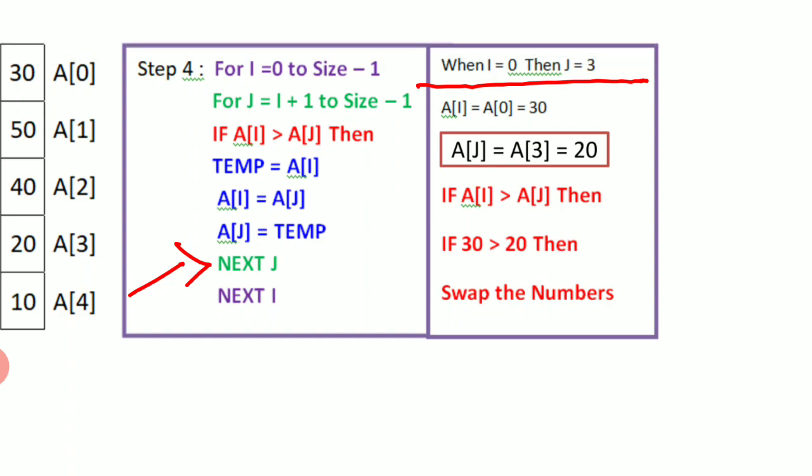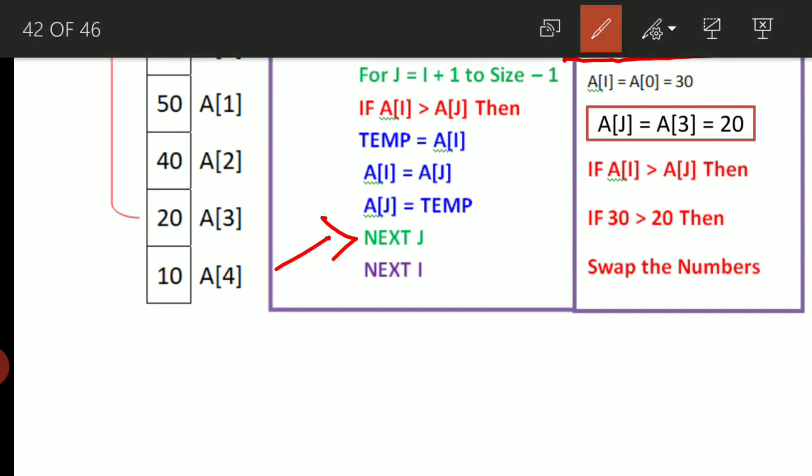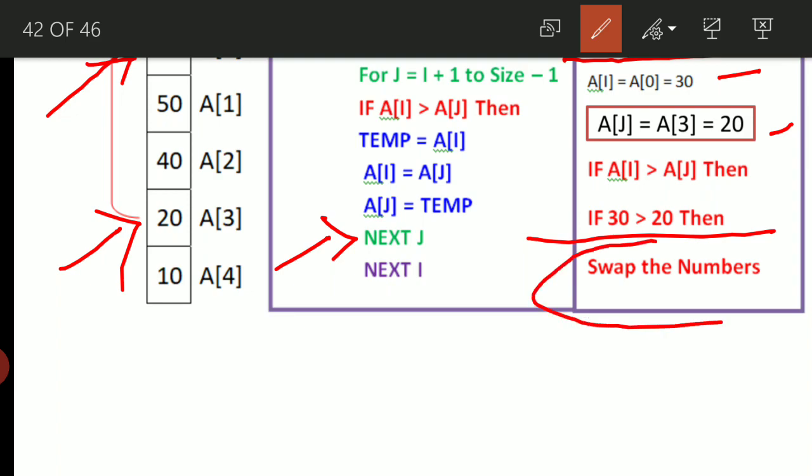Now before we go in depth, we can see here, what is A of 0? A of 0 is 30. What is A of 3? It is 20. Then the comparison is between 30 and 20. Then what happens? If 30 is greater than 20, then swap the numbers. Isn't it? These 3 steps are going to be executed. Is it okay? You understood this step or not? Yes.